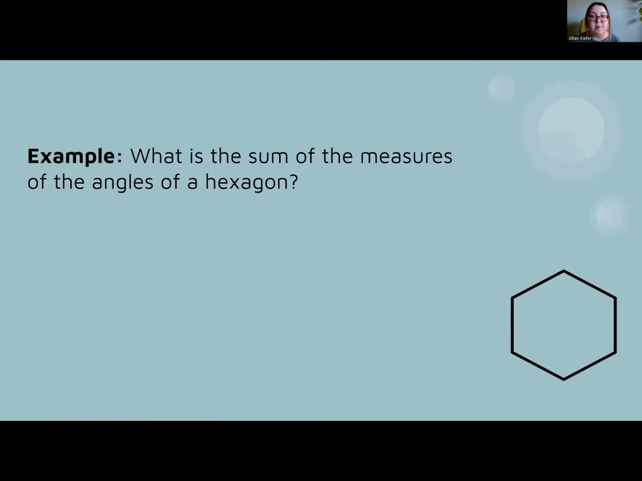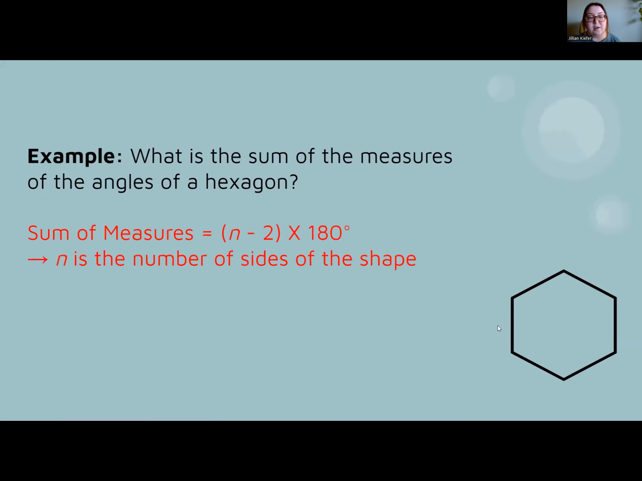So for example, we want to find the sum of the measures of the angles of a hexagon. Our hexagon has six sides in this case. This is our hexagon here. So we're going to find the sum of those angle measurements. Starting off with identifying our formula, n minus 2 times 180 degrees, where n is the number of sides of the shape. If we look at our hexagon, we can either follow the chart that we had before or just count the sides. 1, 2, 3, 4, 5, 6. So our hexagon has six sides. This in our case means that n is 6.